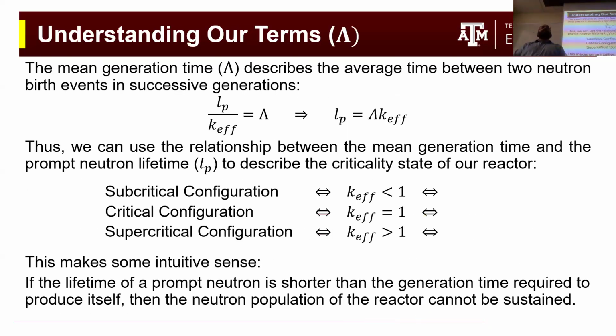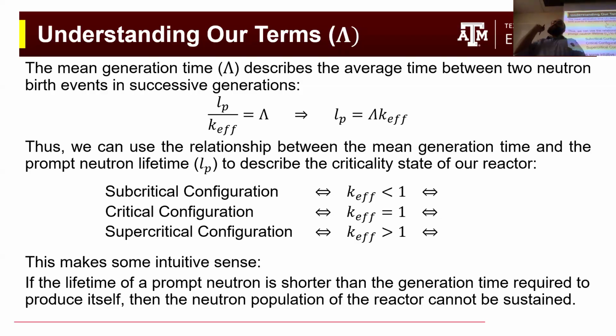We introduced capital lambda, which is the mean generation time, and it basically tells you essentially how long a neutron is alive in your reactor, from when it's born to when it causes a new fission, or until when it gets absorbed. Maybe it causes a fission, maybe it doesn't.